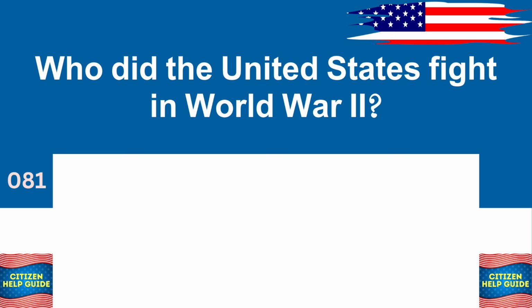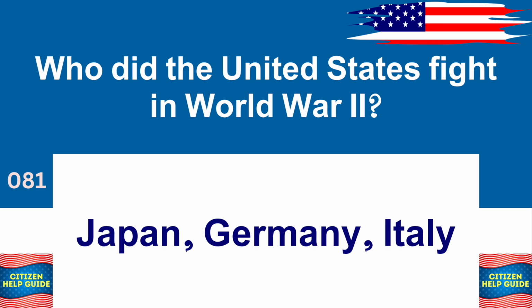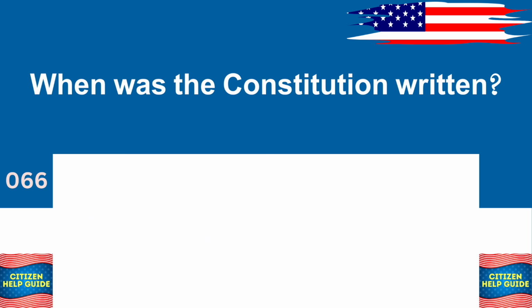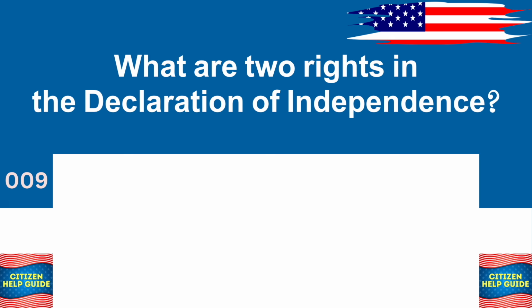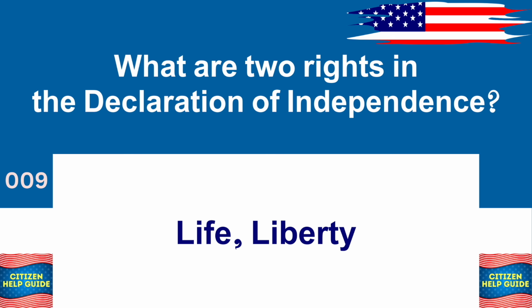Who did the United States fight in World War II? Japan, Germany, and Italy. When was the Constitution written? 1787. What are two rights in the Declaration of Independence? Life, liberty.